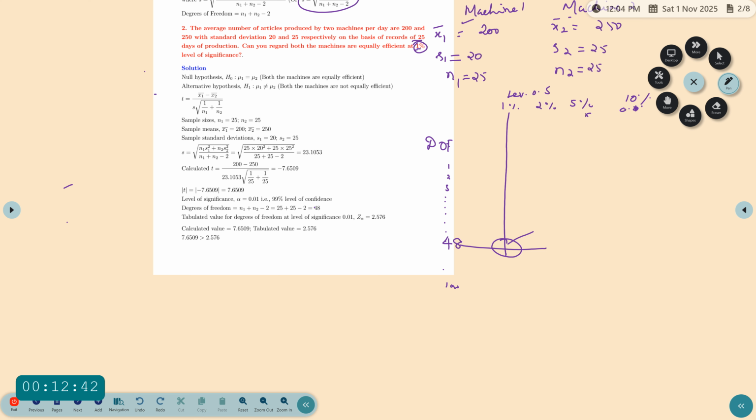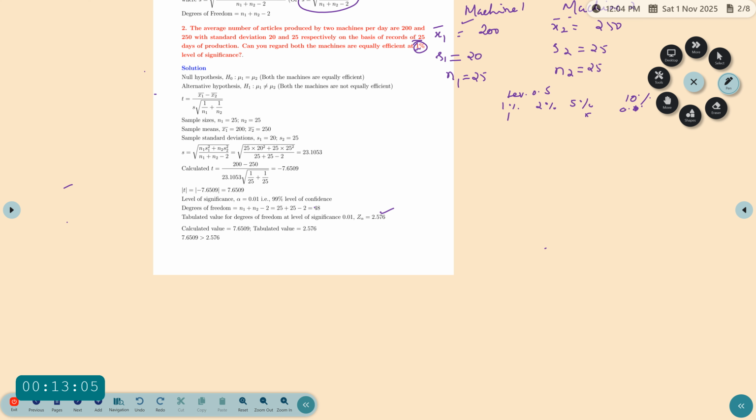So if suppose it is 36 and 5%, we have to check the value here. From the table we have to find it. I will show you the table later. So we have found the value 2.576 as the tabulated value.